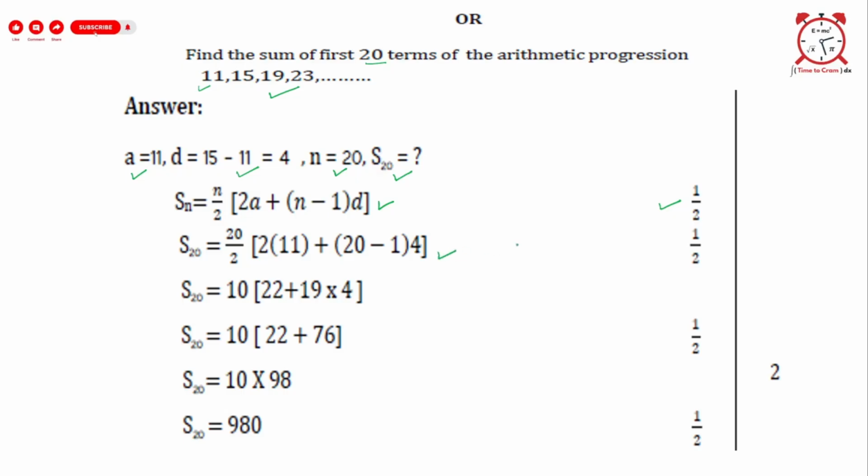Keep the values, half mark. Look, for keeping the correct values half mark, and then after solving it again step by step we are getting the marks, and full marks are 2 marks, and the answer is S20 equal to 980. Okay students, let us go ahead.